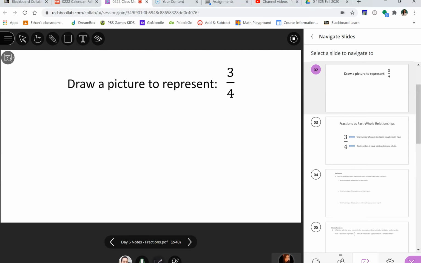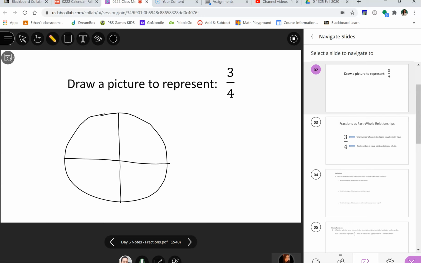Okay. So, in class I could walk around and see what you drew, but what I'm guessing you drew, which most students draw, is usually a pizza, or a pie. A circle that's cut into 4 equal-sized pieces, and then you shaded in 3 of those pieces.